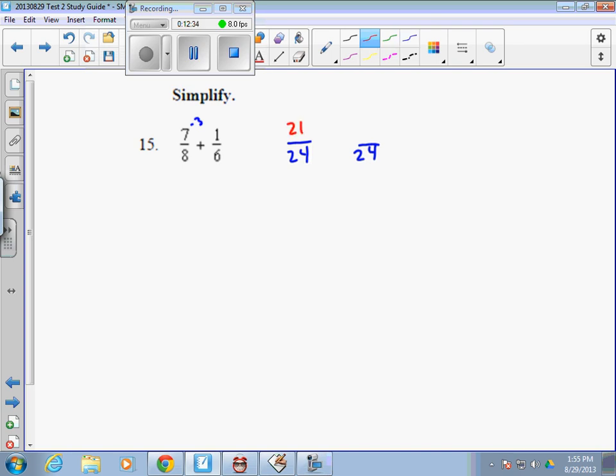What do you have to multiply 6 by to get 24? The answer's 4. So you multiply 1 by the same 4, and you get 4. So 21 over 24 plus 4 over 24, now you have the bottom number the same, 24. Add straight across. 21 plus 4 is 25. There's no number that goes into both 25 and 24, so that's simplified at 25 over 24.